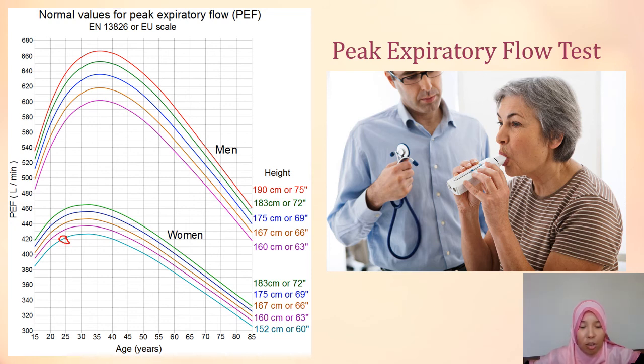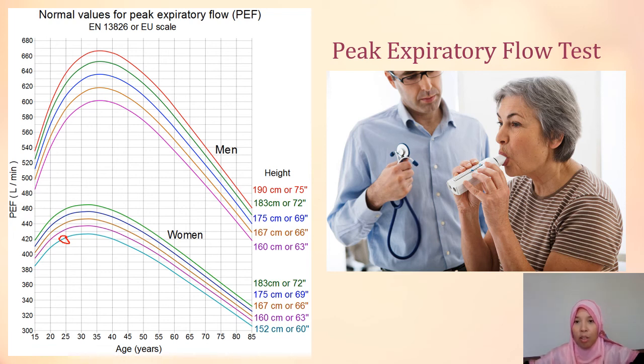This is the best point that you should be able to reach. Your lungs should be able to breathe out up to this value. That's what it means. So in this graph you can see the average and the normal range that you should be able to achieve at a certain height and at a certain age.